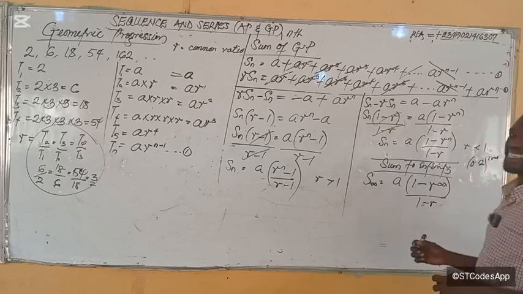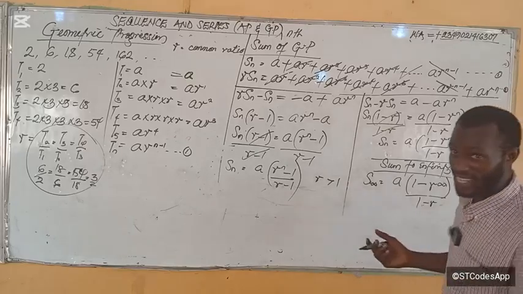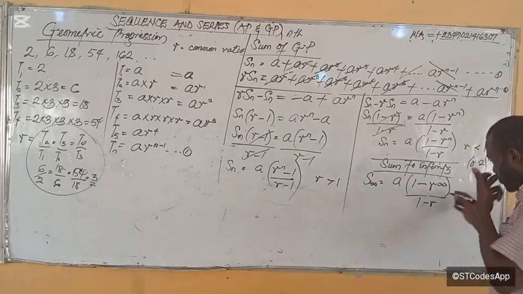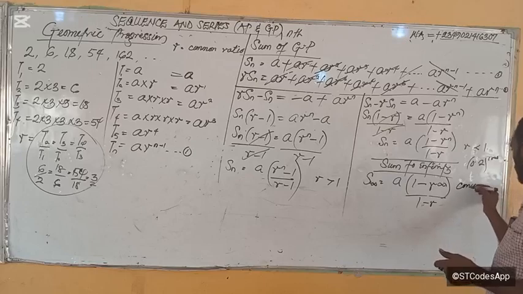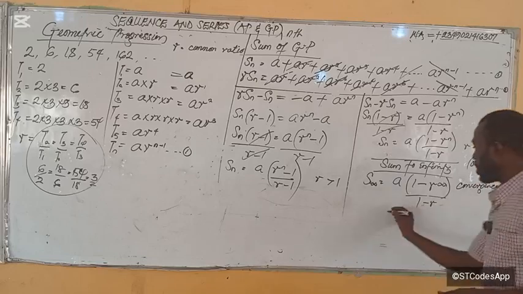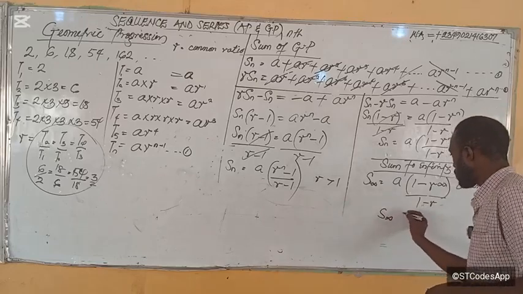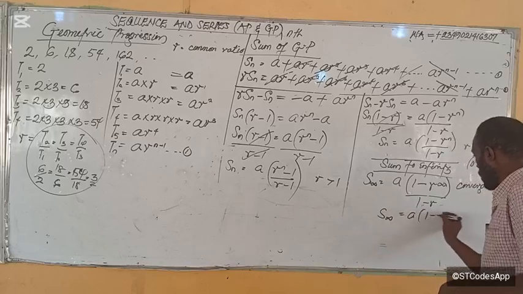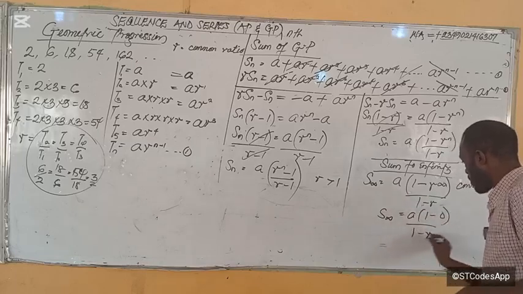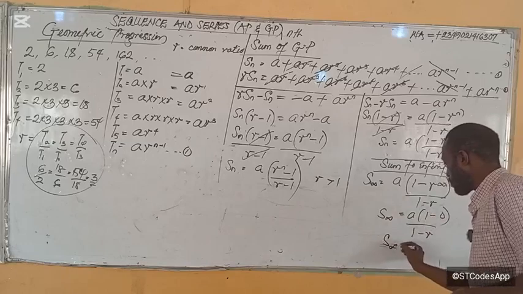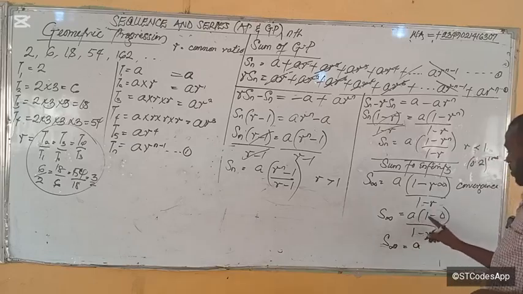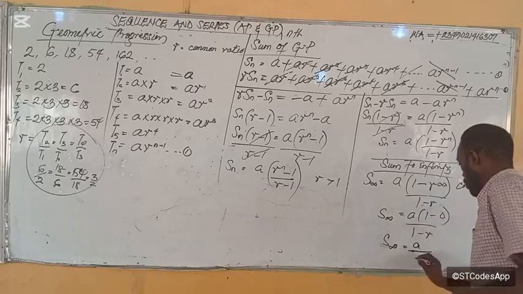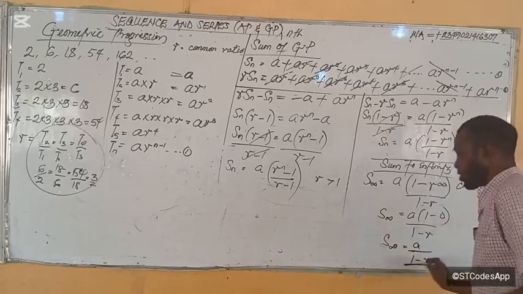That will give me approximately 0. Is that okay? In fact, what I just said is already 0. So the function converges, undergoes convergence. There is convergence of the sequence, so because of that, S infinity becomes A into bracket 1 minus 0 over 1 minus R. Okay, so S infinity becomes A times 1, A over 1 minus R.